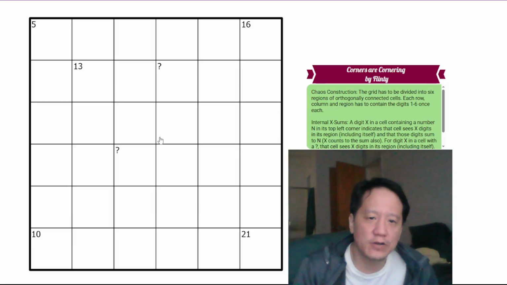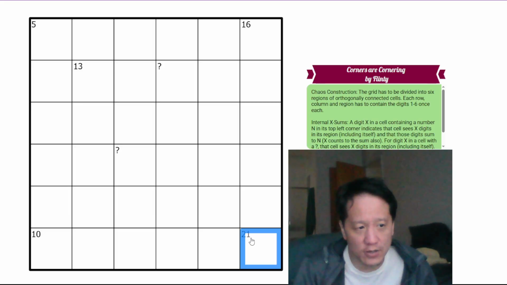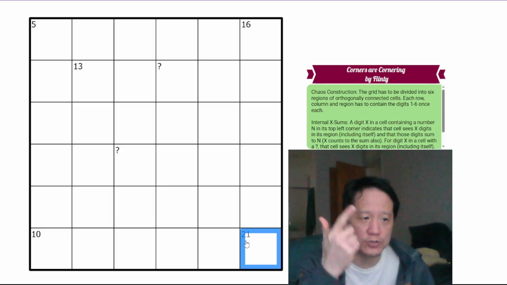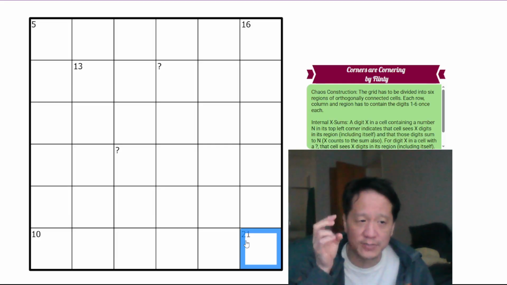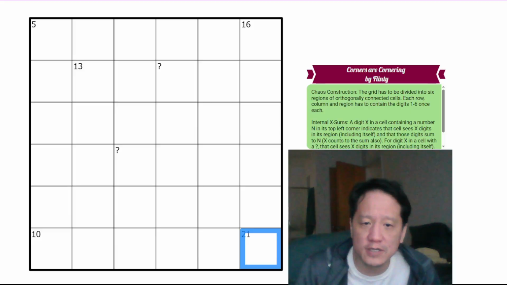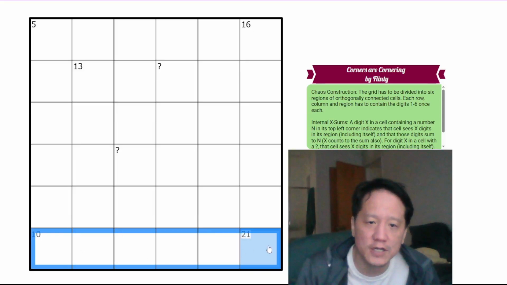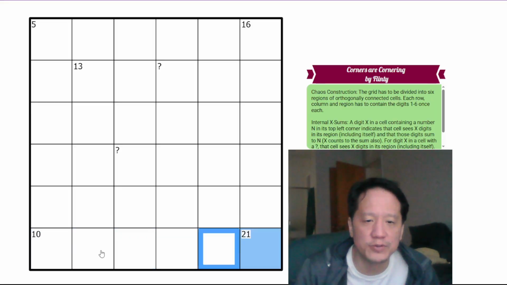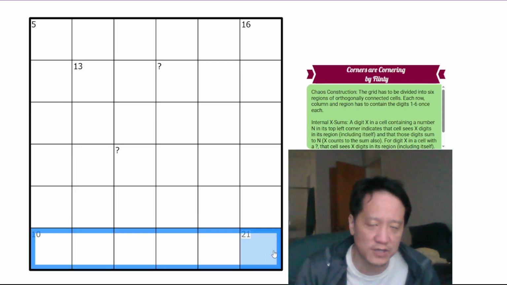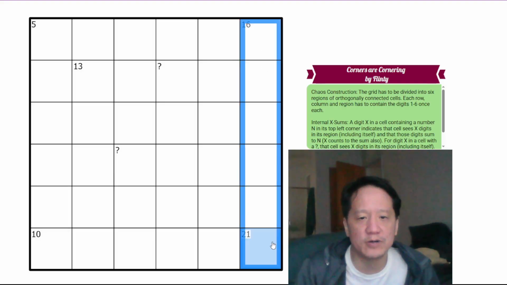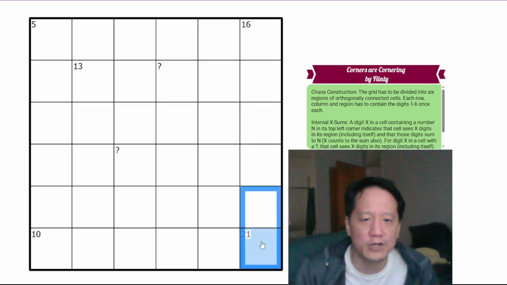Let's go. To add up to 21, it must see all 6 cells, right? 1, 2, 3, 4, 5, 6 adds up to 21. So this sees all 6 cells. It can't be all 6 this way, because these would then both be 6, seeing 21, and they would be in the same region, right? Same with this. This cannot be all 6 this way. So it's at least 1 this way and at least 1 this way. We're not sure which.